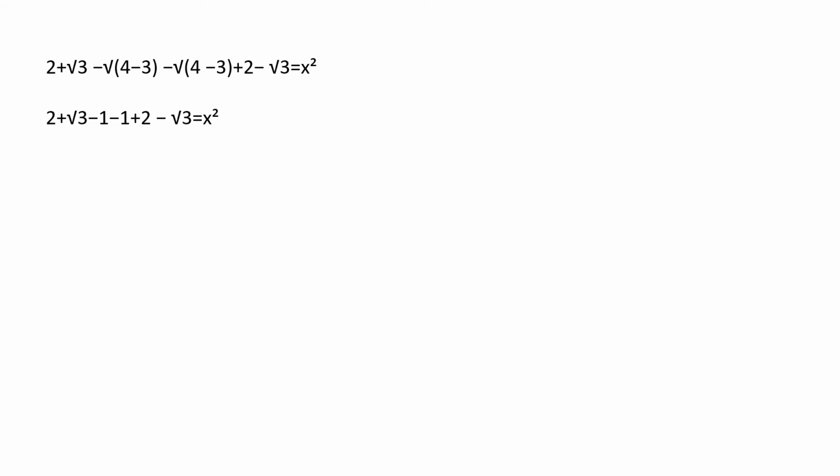So we have 2 plus root 3 minus 1 minus 1 plus 2 minus root 3 equals x squared. So 2 minus 1 minus 1 will cancel out. We'll have root 3 plus 2 minus root 3 equals x squared. So I believe root 3 and negative root 3 will cancel each other, and therefore we'll have 2 equals x squared. Wow, that's cool.